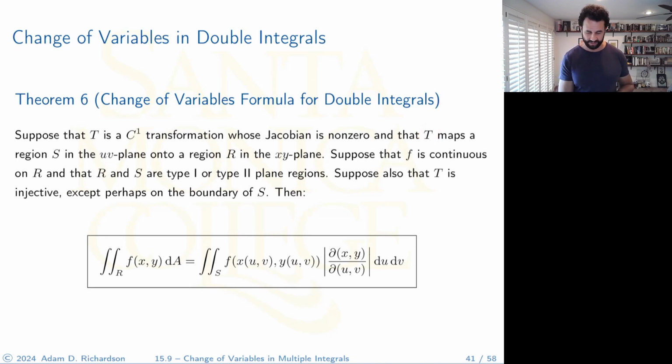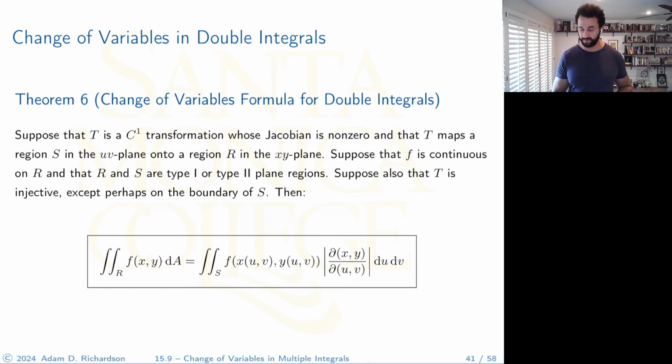S, maps a region S in the UV plane onto a region R in the XY plane. Suppose that f is a continuous function on R, and that R and S are type 1 or type 2 plane regions. Suppose also that t is injective, so we can invert it, except perhaps on the boundary of S. Then this double integral can be transformed into this double integral right here. There it is. Okay, that is an inverse substitution.